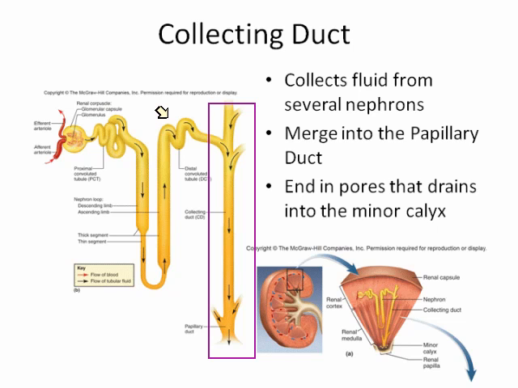And from the collecting duct, it will go into the papillary duct, which is going to be found at the base of the pyramid, right down here. So that renal papillary or papilla, and then that's going to extend down into the minor calyx, which is going to go into the major calyx, which enters into the renal pelvis, which will then eventually empty into the ureter.